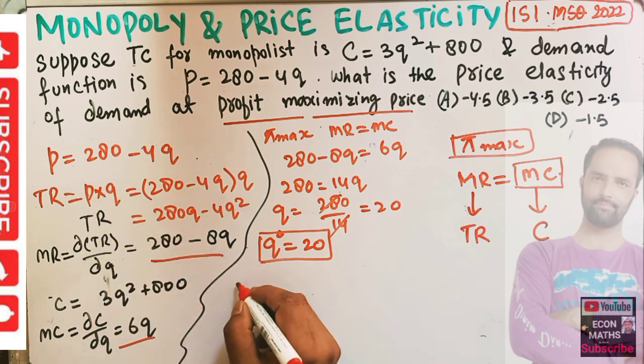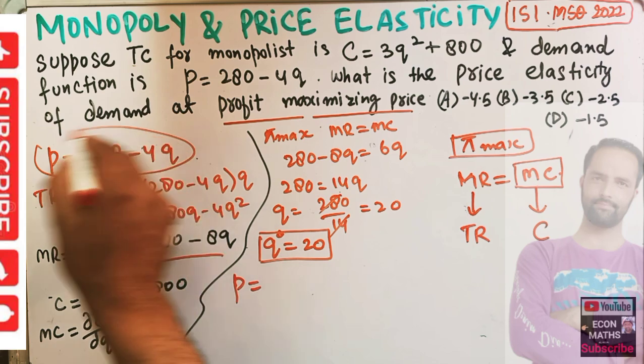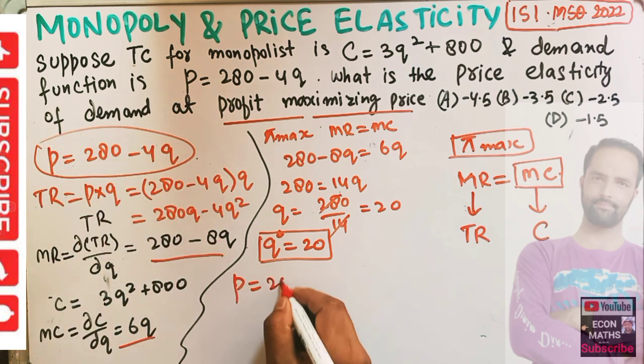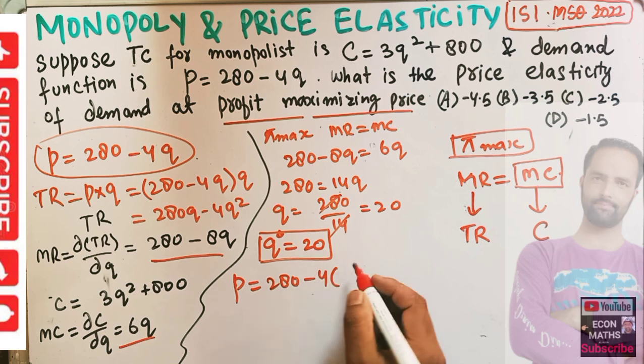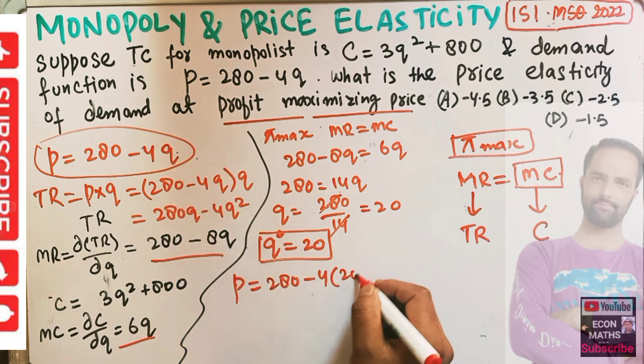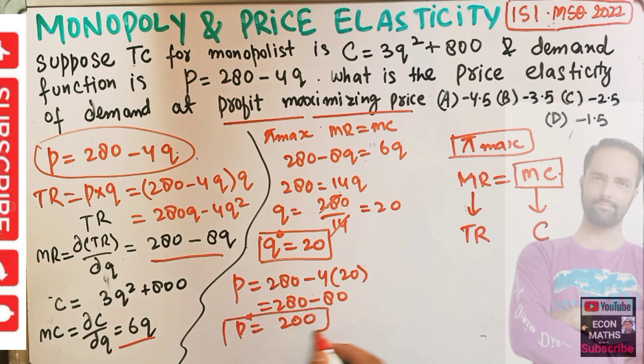What will be the profit maximizing price? Just plug this value Q = 20 into our inverse demand function. So we have here 280 minus 4 times the profit maximizing quantity. In place of Q we have 20. This comes out to be 280 minus 4 twos are 80. This comes out to be P equal to 280 minus 80, which is 200. So this is our profit maximizing level of price.